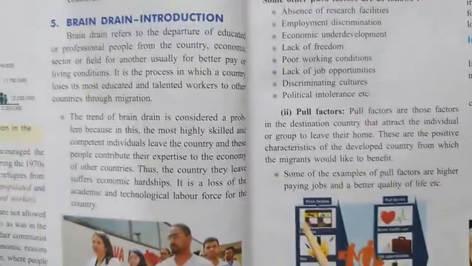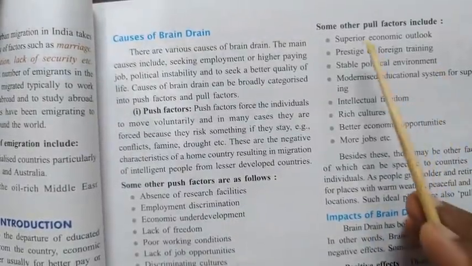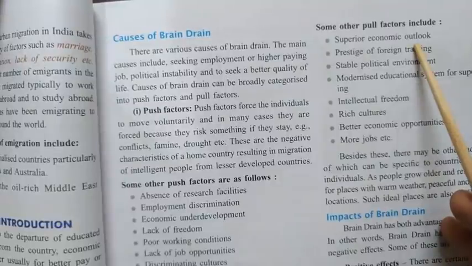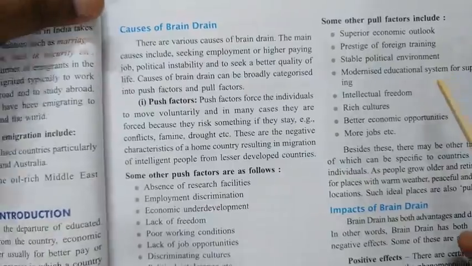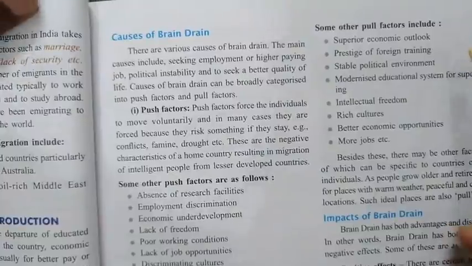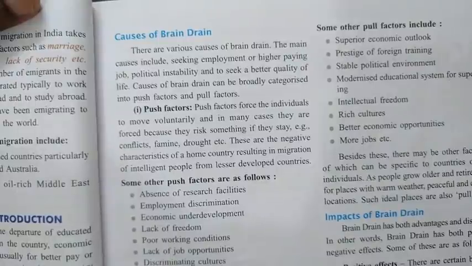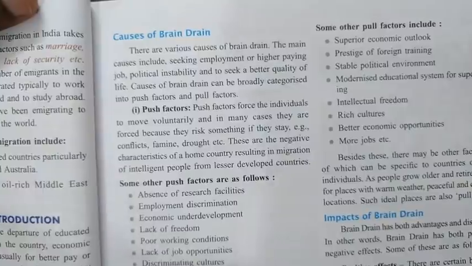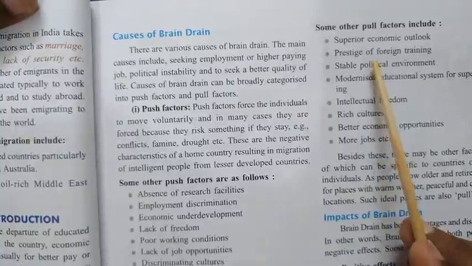Now next we are going to see the pull factor. We are going to see what factors pull these young people. Number one is the superior economic outlook in other countries, because they have a superior economy. Another thing, prestige of foreign training. When some people work even for a short period of time in foreign countries, back at home in India they usually have some prestige, and because of that they sometimes migrate to other countries to get some foreign training.